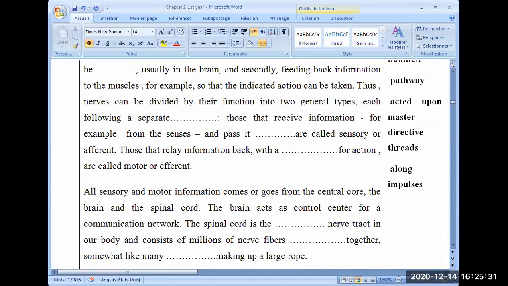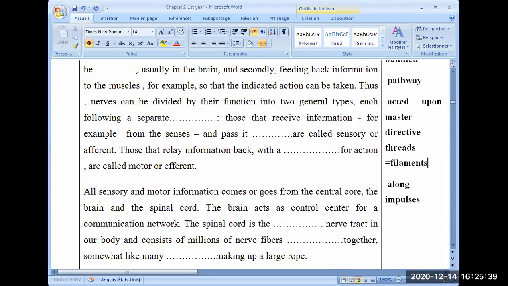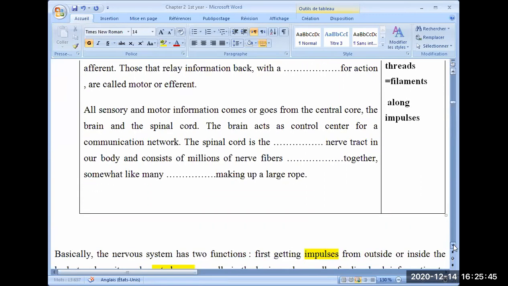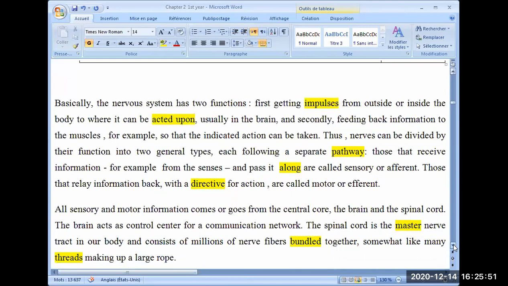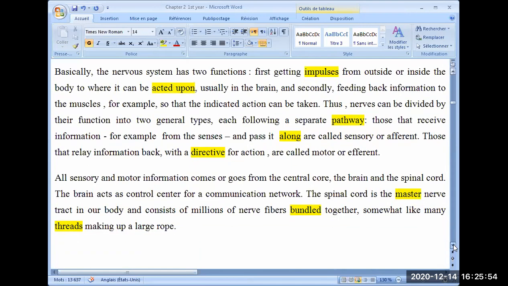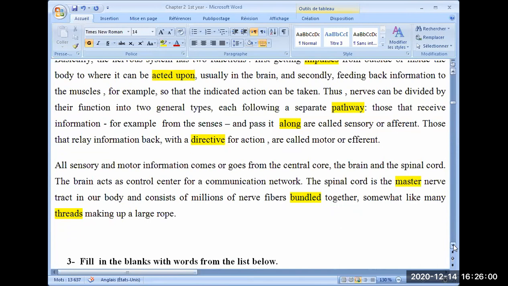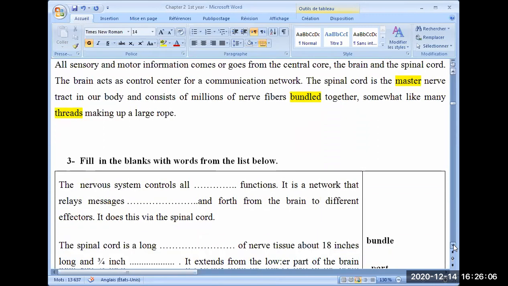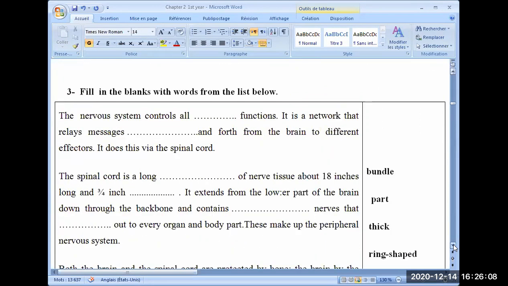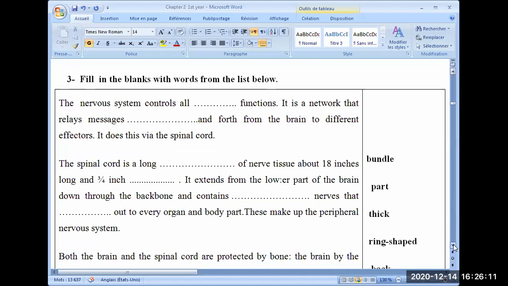So here, threads means filaments. A thread is a filament. Here you have the answer: impulse, acted upon, pathway, pass it along with the directive for action, the master nerve tract, nerve fibers bundled together, somewhat like many threads, many filaments, making a large rope. Okay, further practice this paragraph. Always fill in the blanks. Filling exercise.